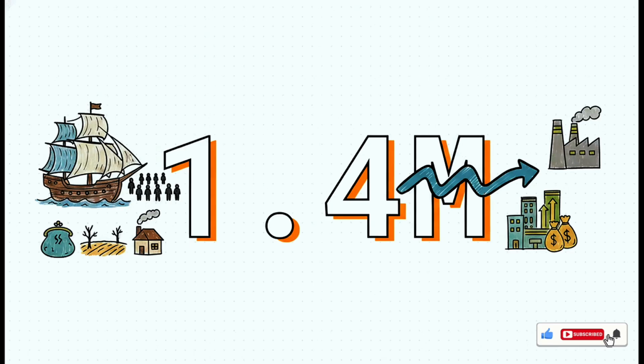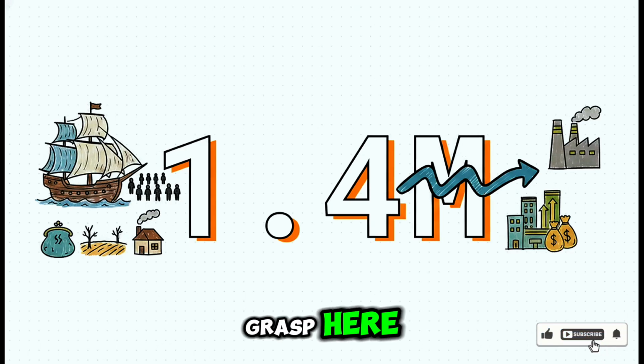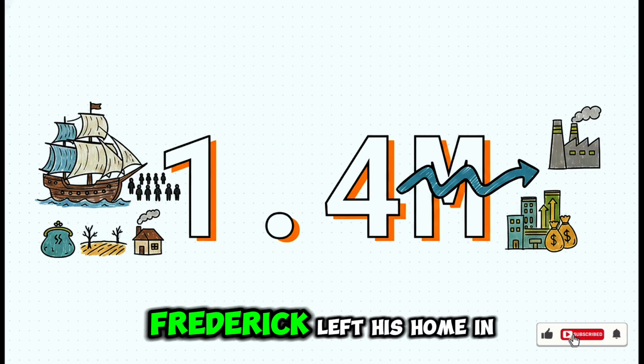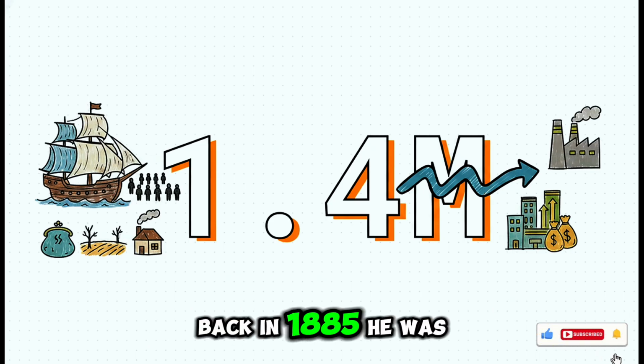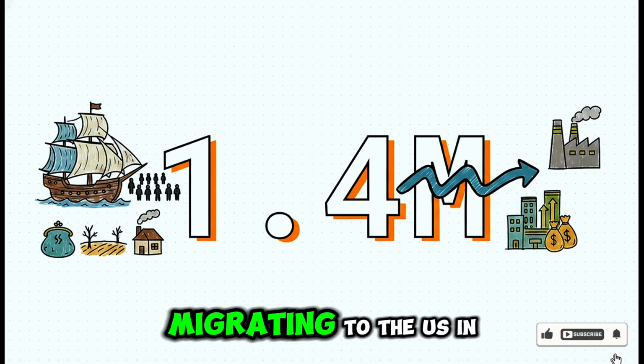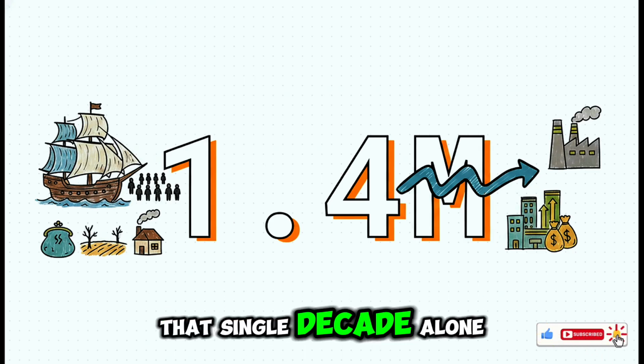Now, the crucial thing to grasp here is the sheer scale of the market forces at play. When a 16-year-old Frederick left his home in Germany for New York back in 1885, he was just one of 1.4 million Germans migrating to the U.S. in that single decade alone.